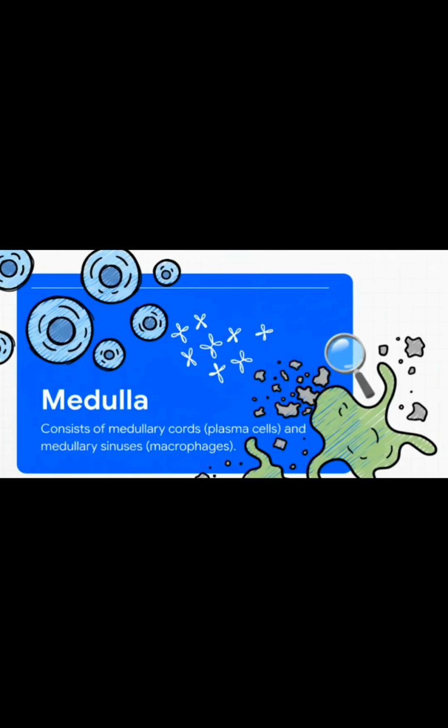And finally, we get to the center, the medulla. This is where the battle's endgame happens. The medullary cords are packed with plasma cells. Those are the activated B cells, and they're just pumping out antibodies. And the sinuses? They're filled with macrophages, basically the cleanup crew, gobbling up all the debris.